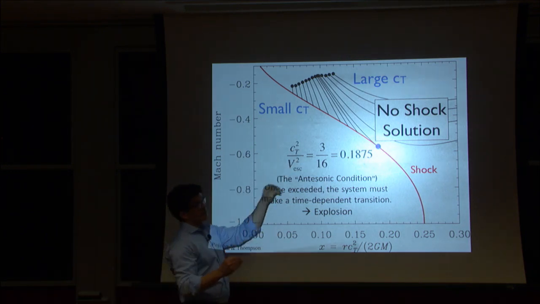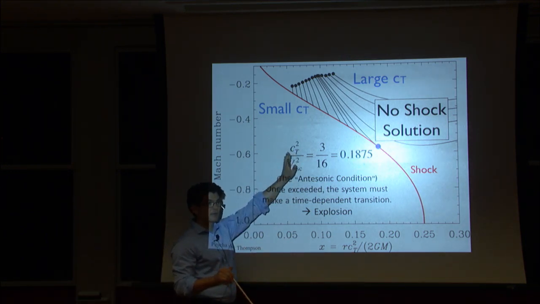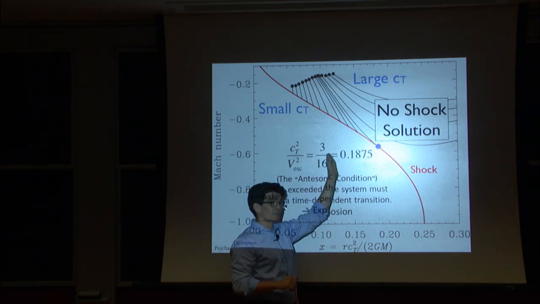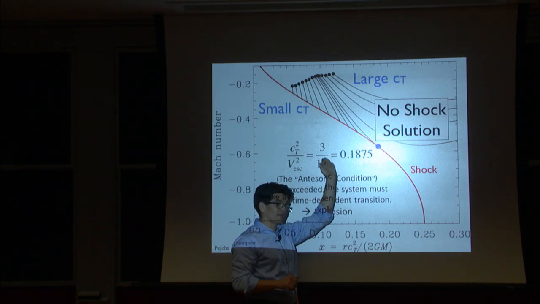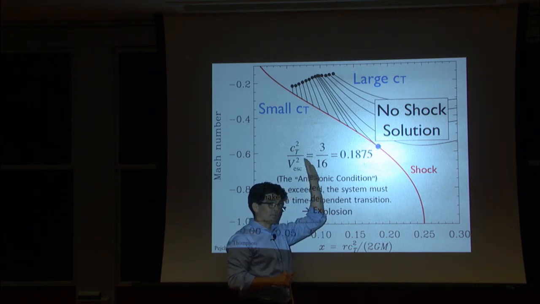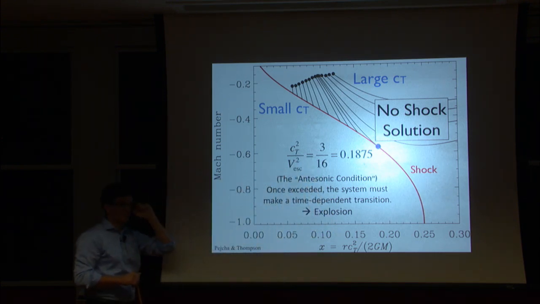In those cases, I would rewrite CT squared as CS squared. But CS squared over Vescape squared will be a number beyond which, if it is bigger than that, you cannot simultaneously satisfy the shock jump conditions and the downstream time-steady Euler equations. And because of that, something has to happen.